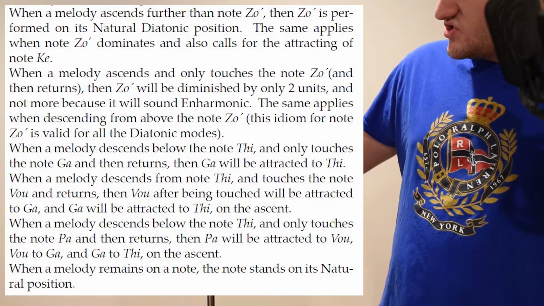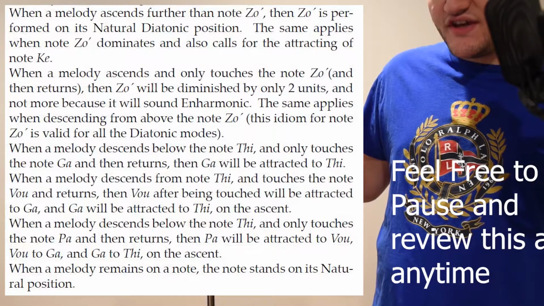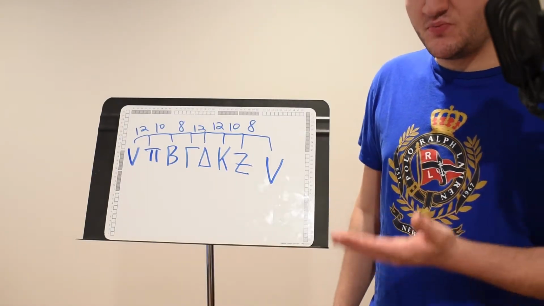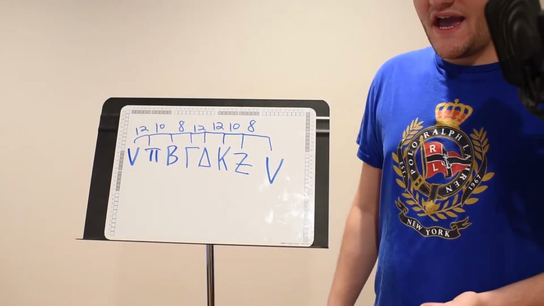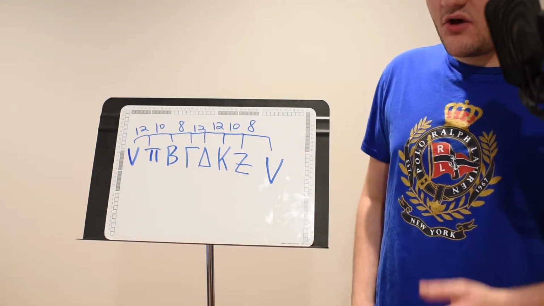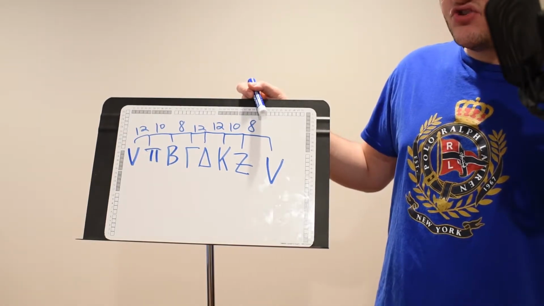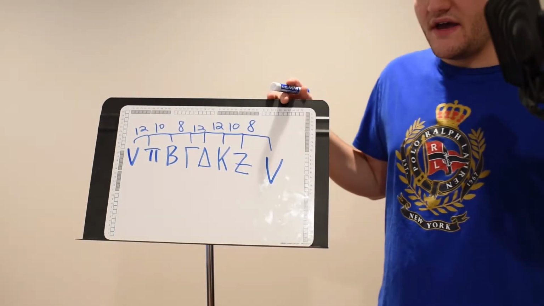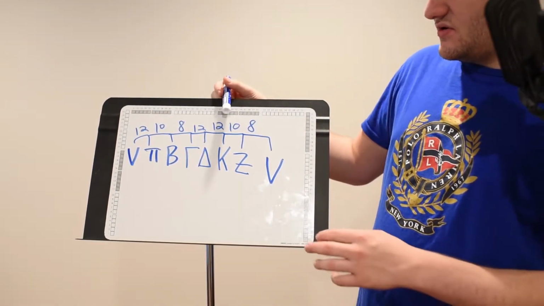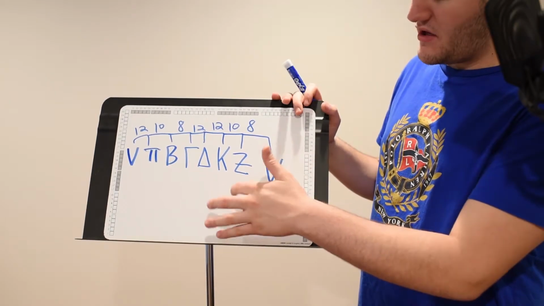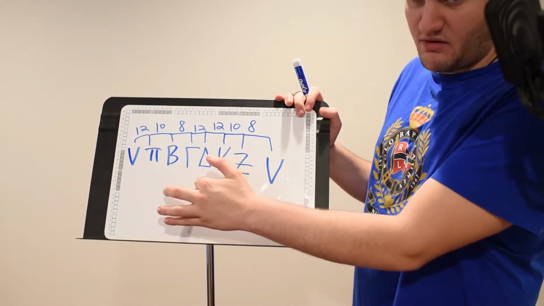So now that we know the scale, let's look at how the attractions work. Remember how I said the attractions change depending on the context you use them in and where they fall on the scale? Right now we're going to look at the contexts. Specifically, let's look at Zo. When you are touching Zo, for example, Di, Ke, Zo, Ke, Di, I'm not cadencing on it, I'm not going past it, I'm just simply touching and coming back down.